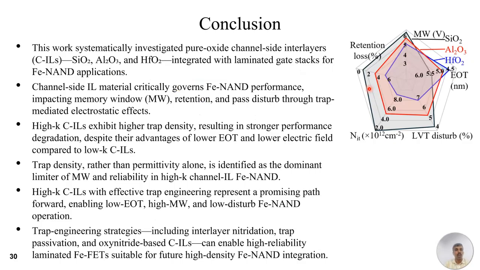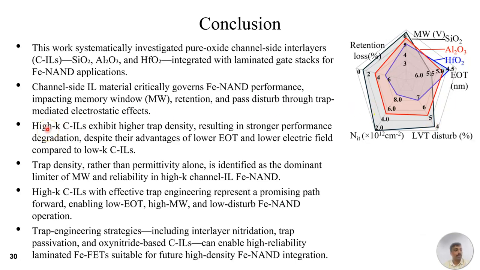So overall, to conclude the work, this work systematically investigated SiO2, Al2O3 and HfO2 channel interlayer material in laminated gate stack for Fe NAND application. And we see that channel interlayer material critically governs the Fe NAND performance, impacting memory window, retention and pass disturb through trap mediated electrostatic effects. And the overall summary for different Fe NAND performance metrics for SiO2, Al2O3 and HfO2 is shown here. And overall it can be seen that SiO2 delivers superior reliability performance compared to Al2O3 and HfO2.